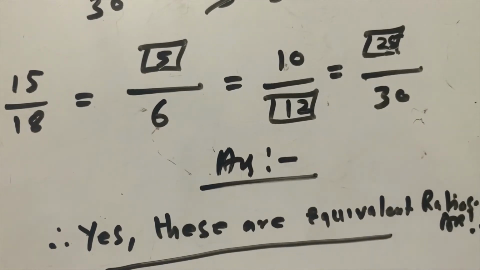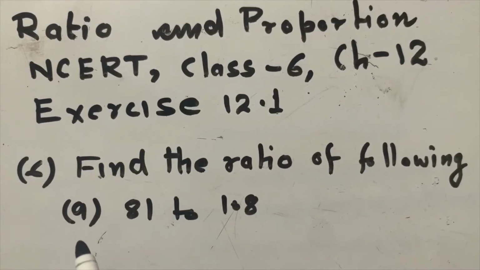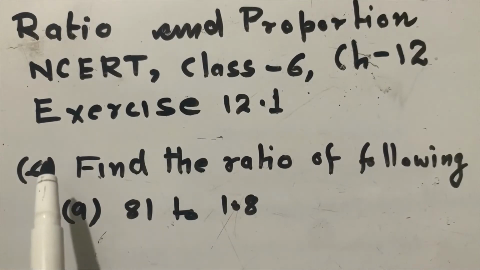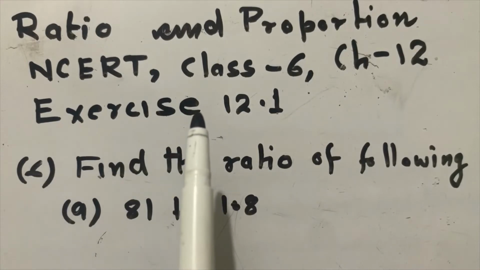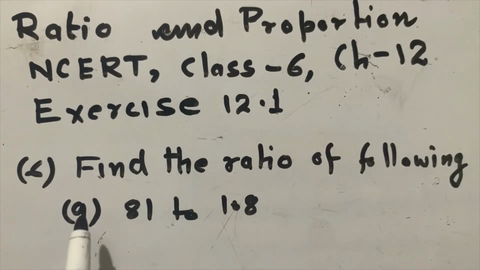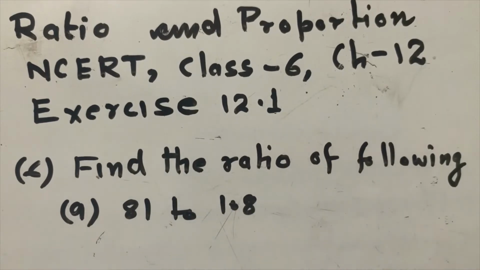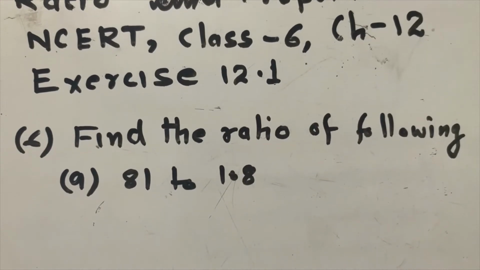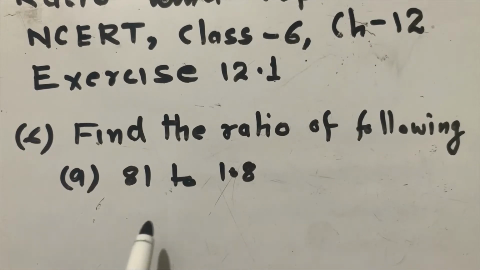Now, dear friends, we are solving question number 6, exercise 12.1, ratio and proportion, class 6. Question number 6: find the ratio of the following. Part A is the ratio of 81 to 108. Now to solve these questions, simply we start: 81 is to 108 ratio.